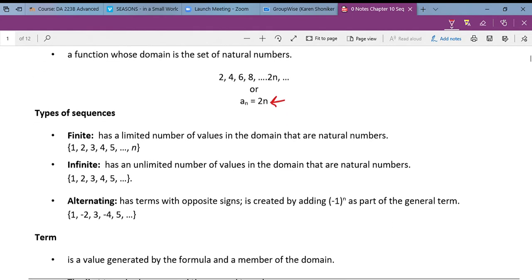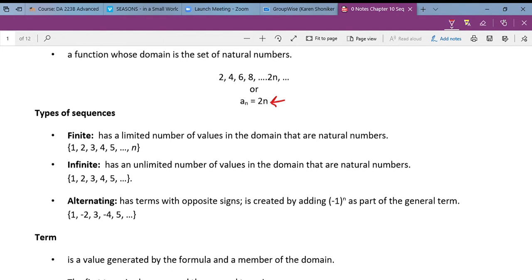So there's two or three types of sequences. There's a finite sequence where there's an end, and it has a limited number of values because there's an end in the domain of natural numbers. And then there's an infinite sequence, in which case they go on forever. So like 1, 2, 3, 4, 5, 6, 7, 8, and so on and so on. Versus finite would be like 1, 2, 3, 4, 5, done. There'd be a finite end.